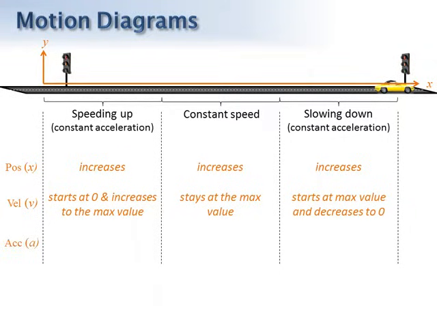Now let's look at acceleration. In the first zone, the car's acceleration is to the right, so that's in the positive x direction. In the second zone, the speed isn't changing, so the acceleration must be 0. And in the third zone, the car is slowing down, so the acceleration is opposite the velocity, or in the negative x direction. Okay, now let's try to draw the plots.